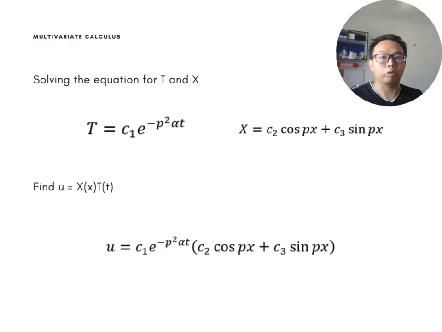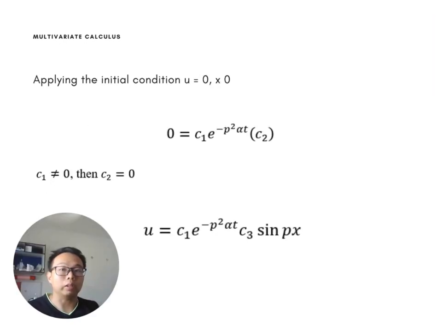By solving both formulas from the previous slide, we will have a t equation and an x equation as stated above here. So now we can find our temperature equation, which is U equals the x equation multiplied by the t equation, and the result is shown below here. And now we have found the general form of our temperature equation.